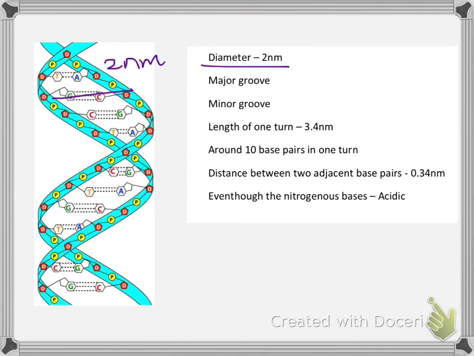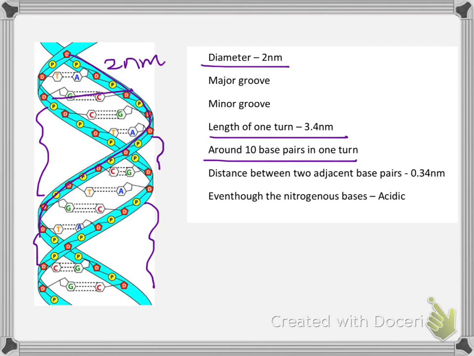Here you can see the minor groove and this is the major groove. So you can see alternate major and minor grooves in the double helical structure of DNA. The length of one turn is 3.4 nanometer, and one turn contains around 10 base pairs.